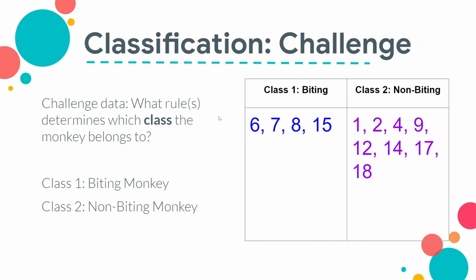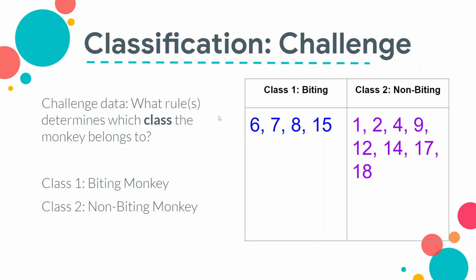So now, if you pull up the green monkey card that I sent to you, you're going to see a list of 20 monkeys. And we have a rule that we created to classify these monkeys. So the class 1 biting monkeys will be the 6, 7, 8, and 15 monkeys. And the class 2 non-biting monkeys will be the 1, 2, 4, 9, 12, 14, 17, and 18 monkeys.